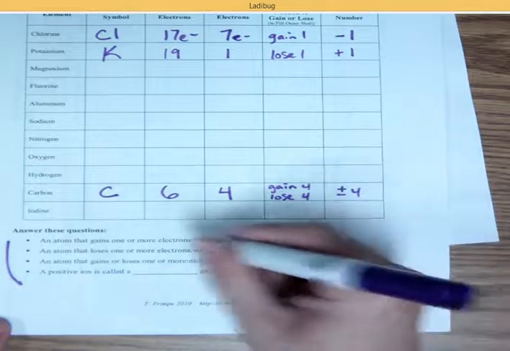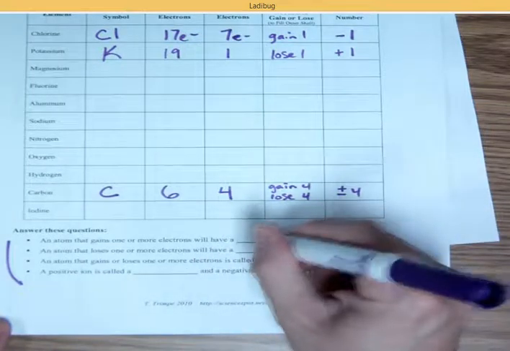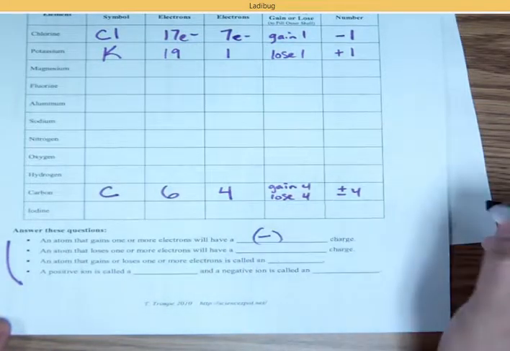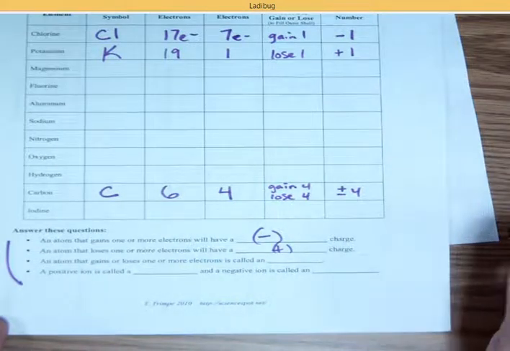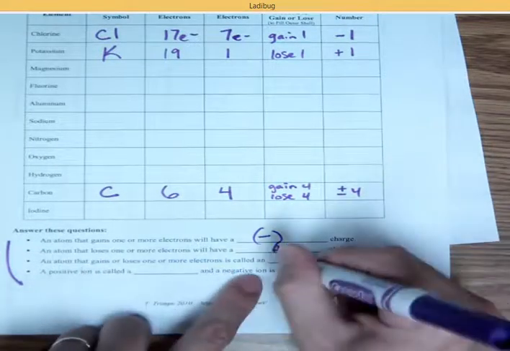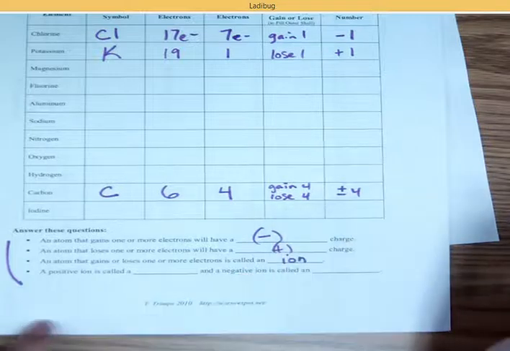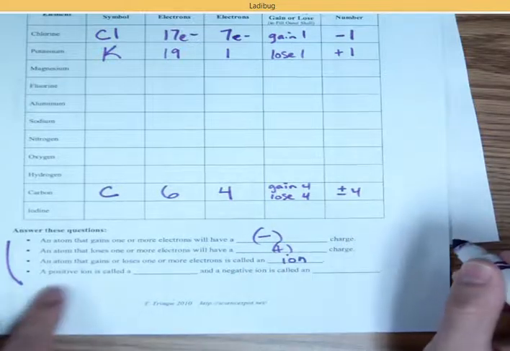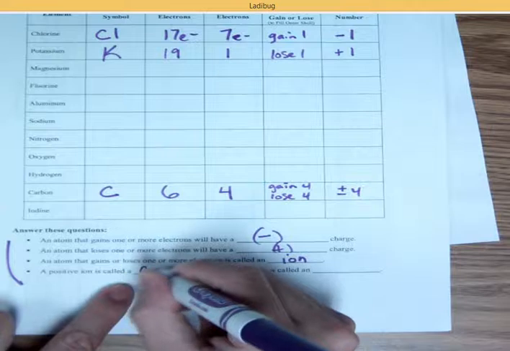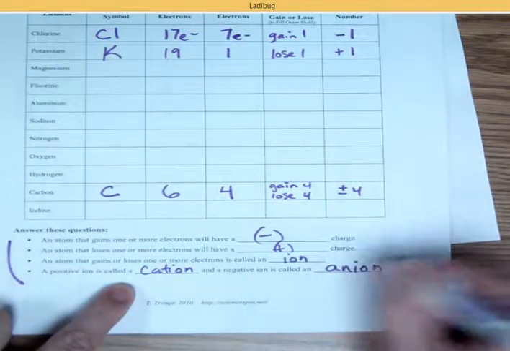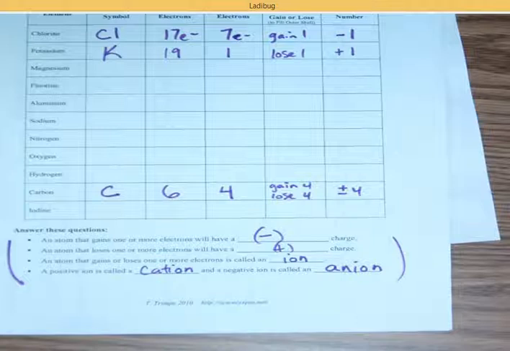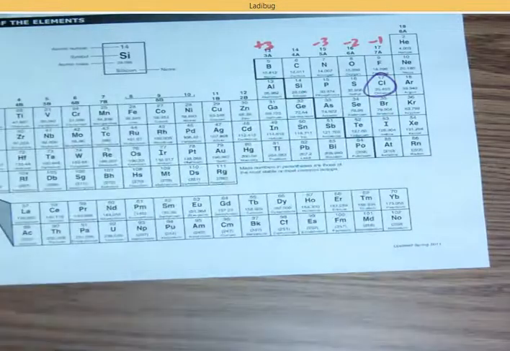An atom that gains 1 or more electrons will have a negative charge. An atom that loses an electron will have a positive charge. An atom that gains or loses an electron is called an ion. A positive ion is called a cation, and a negative ion is called an anion. Very important concepts down here, very simple. Read over them a couple times after you write it, and review it over the course of the next couple class periods.